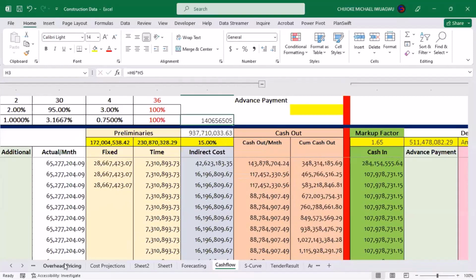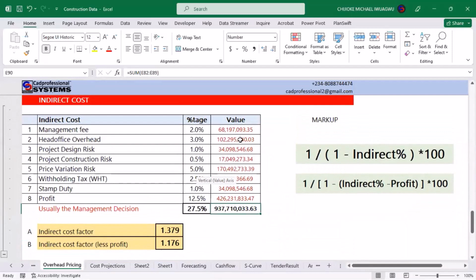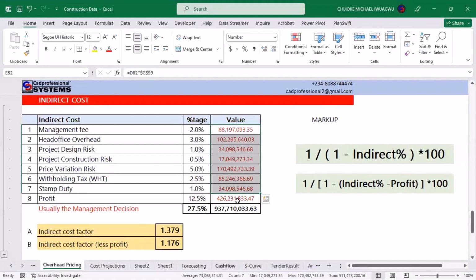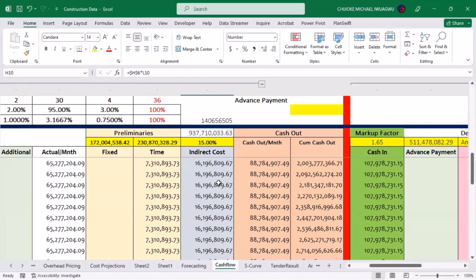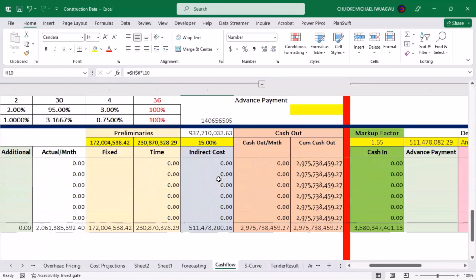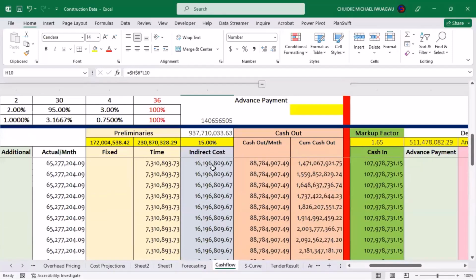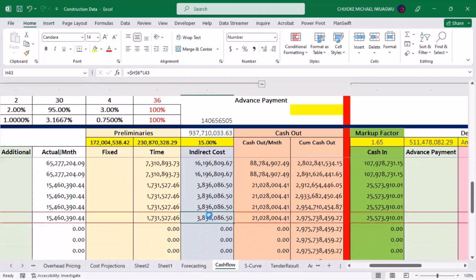Because in reality, when you come down to our overhead, the amount that we are expecting to be getting, from here up to here, if you check it here, is about 501,478,20016. We'll come down to our cash flow and then check what we are actually getting at the moment on our summary. It is 501,478,20016. Now, that means that I have already been able to spread all of this down, and it is showing me exactly what I need to see.